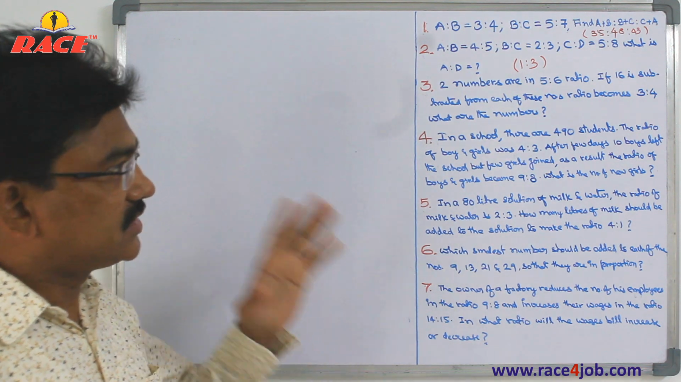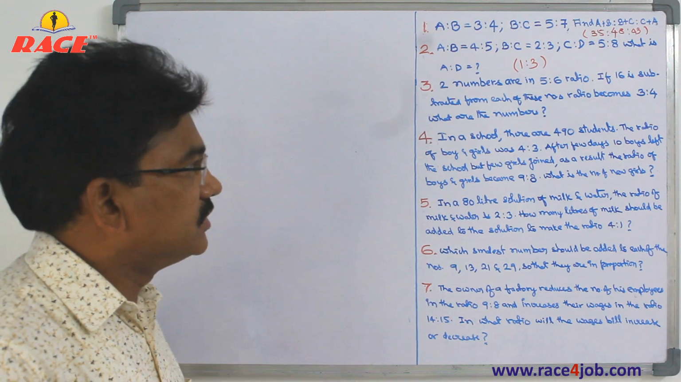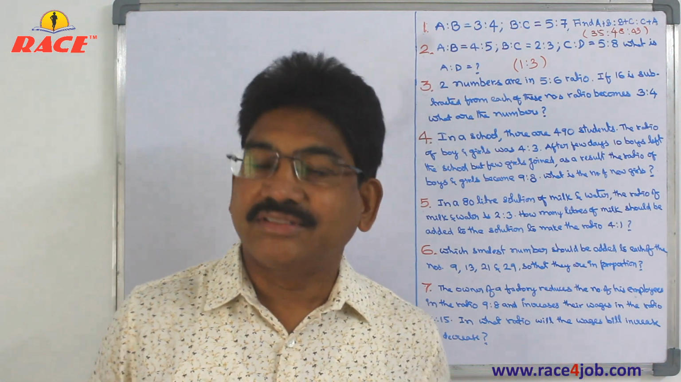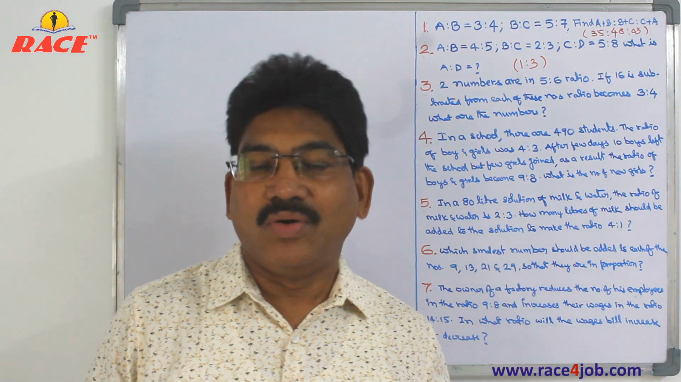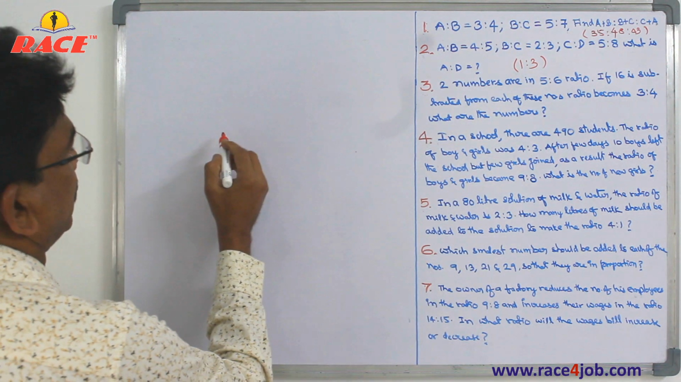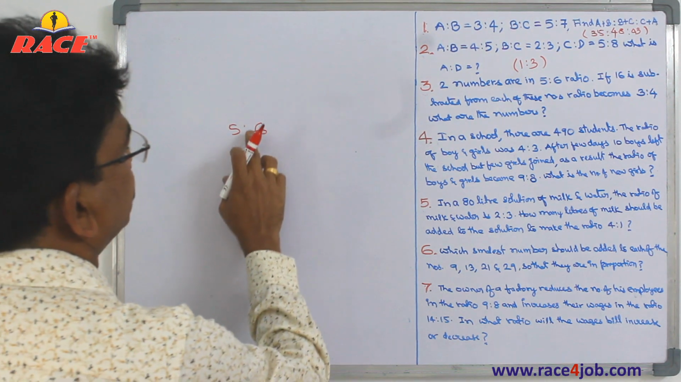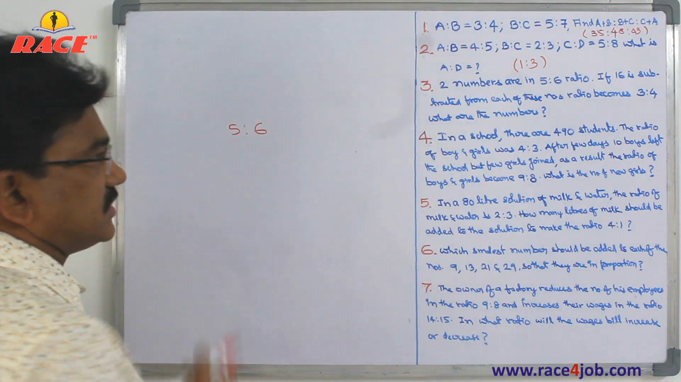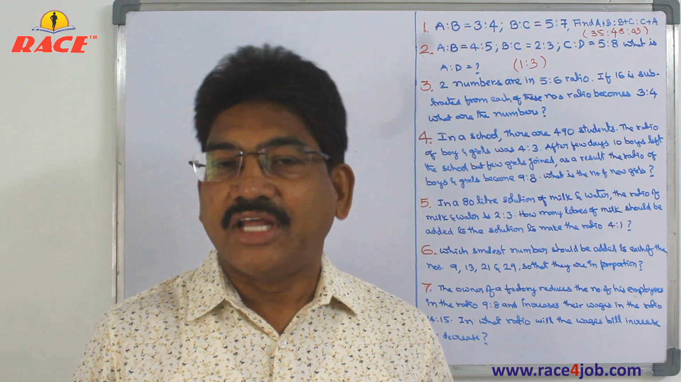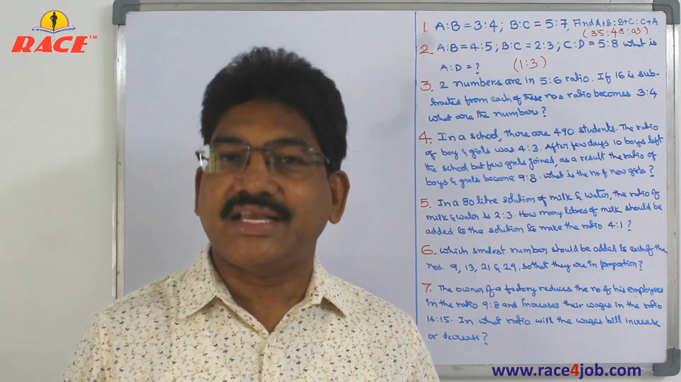Two numbers are in 5:6 ratio. If 16 is subtracted from each of these numbers, then the ratio becomes 3:4. What are the numbers? He has not given the numbers, only the ratio. What is that ratio? Ratio is 5:6. And he said if you deduct 16, but these are ratios, not numbers. If a ratio is given, how do we find the numbers? Multiply with a constant value, say x.